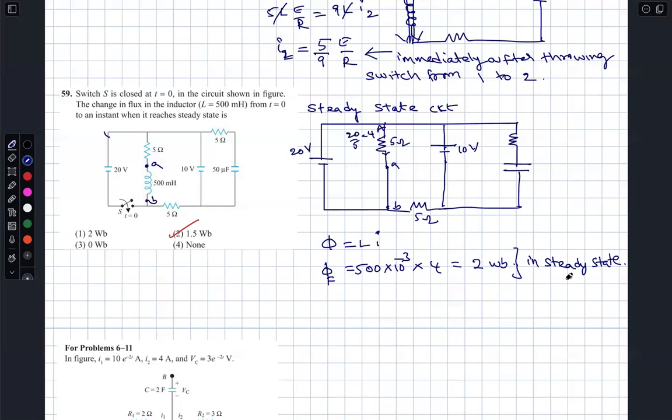Whatever that I have written is the final state situation. What you are asking me now is a change in flux. Is this the change in flux or anything else? No, sir, this is not change in flux. Why? We should consider initial current also and subtract.